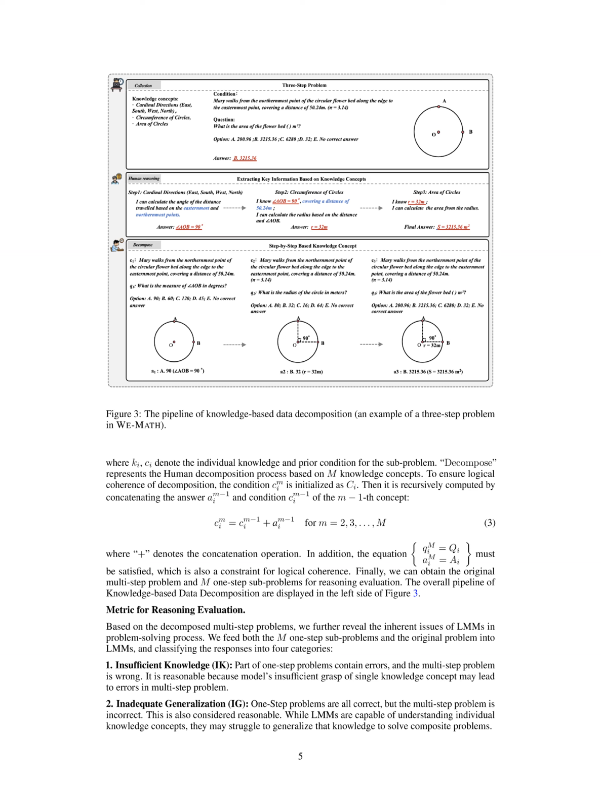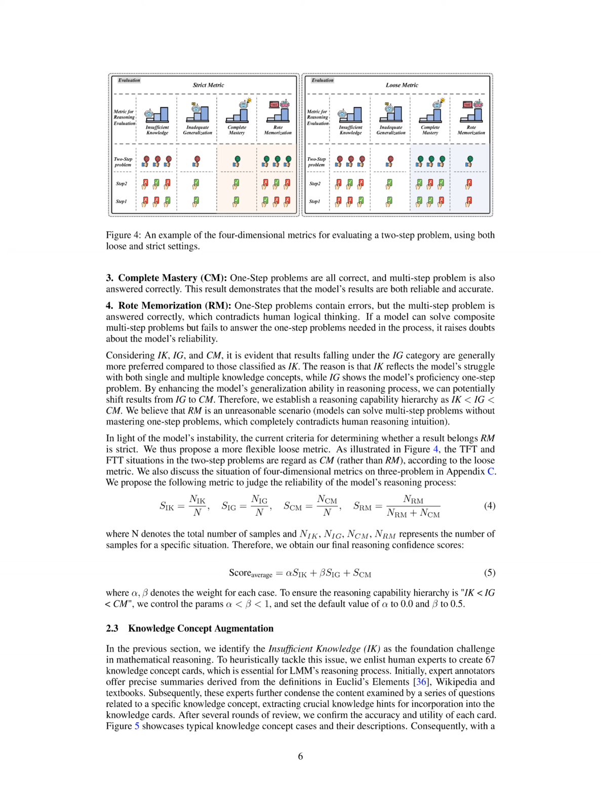IK occurs when one-step problems contain errors and the multi-step problem is wrong, indicating a lack of understanding of single knowledge concepts. IG is identified when one-step problems are correct, but the multi-step problem is incorrect, showcasing a struggle in generalizing knowledge to solve composite problems. CM is achieved when both one-step problems and the multi-step problem are answered correctly, demonstrating reliable and accurate results. ERM is flagged when one-step problems contain errors, but the multi-step problem is answered correctly, contradicting human logical thinking.